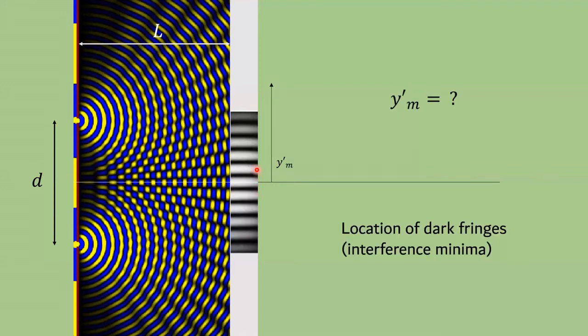We would also like to find the formula for the location of the dark fringes, those coordinates. And you could probably guess, don't they look like they're just halfway between the locations of the bright fringes? Once we find the expression for the y-coordinates of the bright fringes, it seems pretty clear that the dark fringes will just be midway between them.